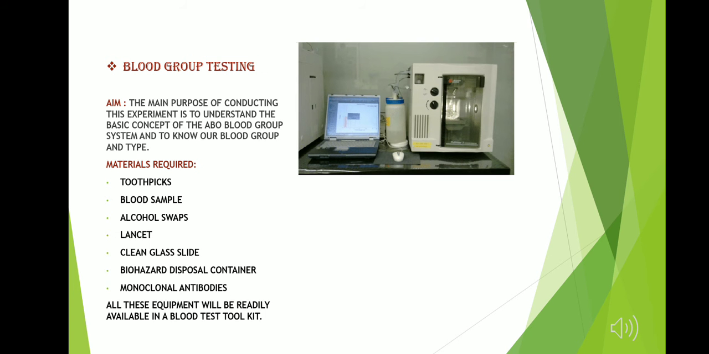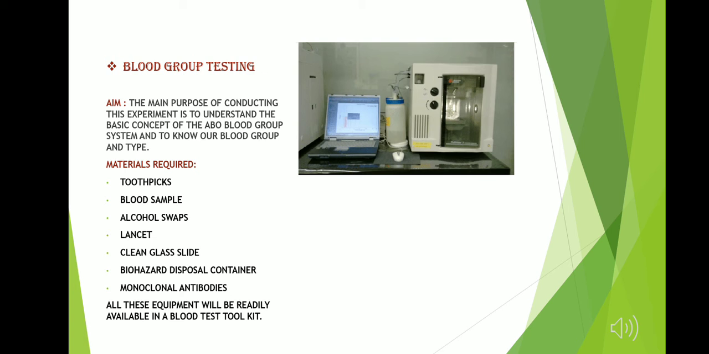So here we can see the device used for our blood testing. Let's see how the technicians usually do our blood testing. The main purpose of conducting this experiment is to understand the basic concept of the ABO blood group system and to know our blood group and type.